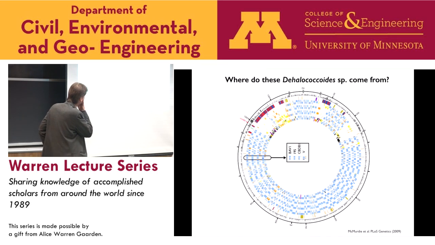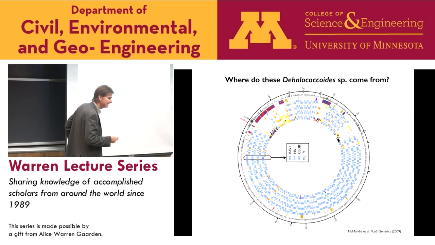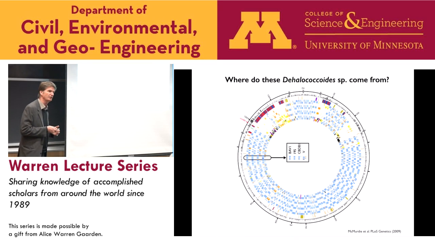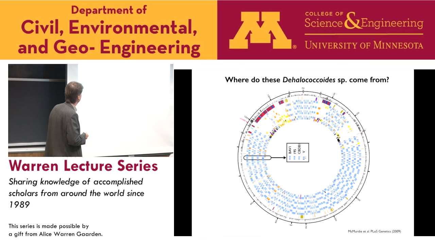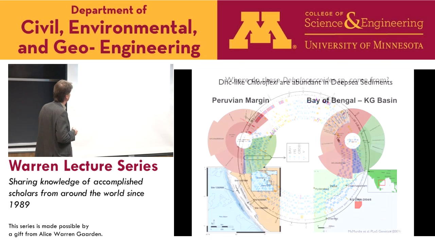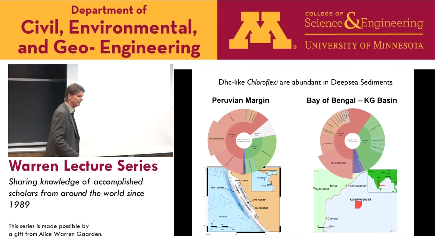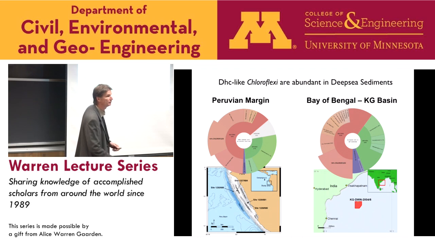So, and we knew that this capacity for reductive dehalogenation was the result of horizontal gene transfer, right? All these genes were sticking here. So what is the lifestyle of Dehalococcoides in the absence of anthropogenic contaminants? So to make progress in that, we noticed that in a completely unrelated field, Chloroflexi, Dehalococcoides-like Chloroflexi were found in deep sea sediments.